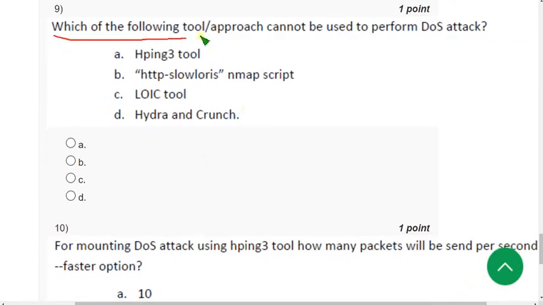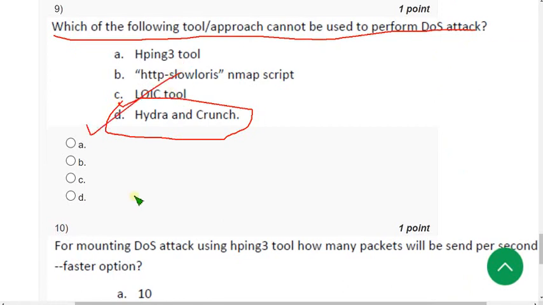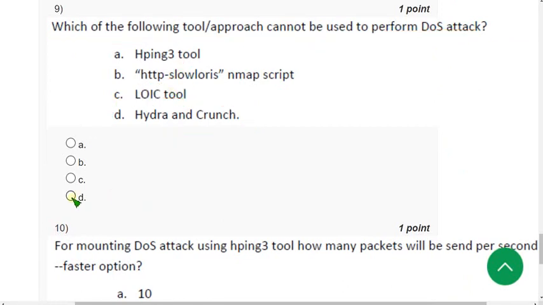Which of the following tool or approach cannot be used to perform DOS attack? So for the ninth question, the probable answer is option D, Hydra and Crunch. So mark option D as the probable answer for the ninth question. Now let's move on to the 10th question, guys.